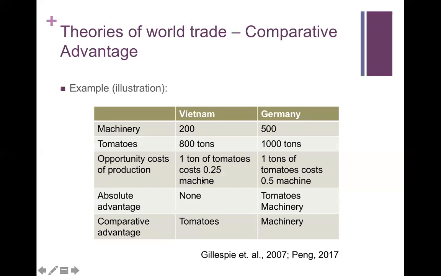If we refer to the absolute advantage, Vietnam has nothing to offer, and Germany has both products to offer to Vietnam. But from the comparative advantage perspective, Vietnam is more efficient in producing tomatoes, whilst Germany has more skills in producing machinery. So they can trade these two because of the relative cost they spend to produce each product. That's the second theory, the comparative advantage, after the absolute advantage.